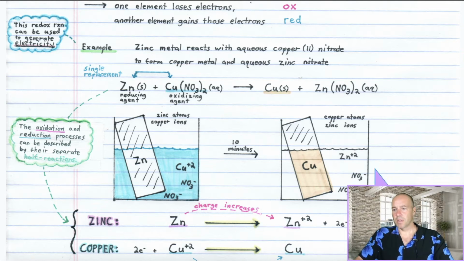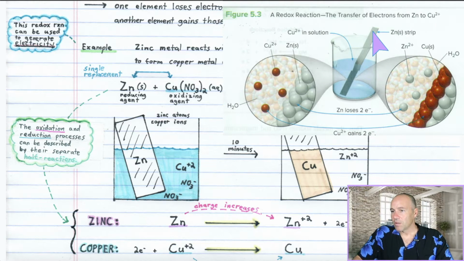The author gives us a good picture of this reaction, which will help us see what's going on in a little better detail. You can see the reaction flask right here with the metal plate immersed in the solution. And in the bubble on the left, here are the reactant particles. You have your zinc metal atoms right here and the copper plus 2 ions in solution.